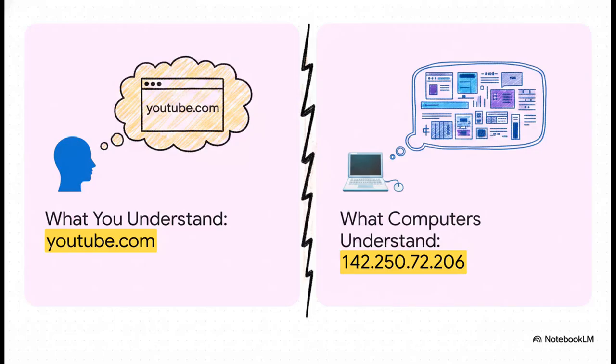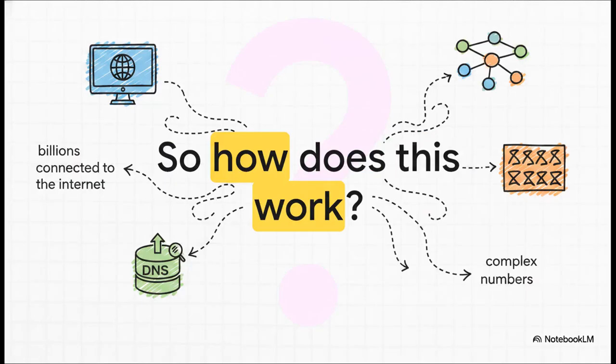And here's the fundamental disconnect, right? We think in names, like youtube.com. It's easy for us to remember. But the internet, the actual network of computers, it thinks in numbers, specifically these long strings of numbers called IP addresses. That is the only language it truly understands. So that brings us to the big question, doesn't it? How does your request, written in plain English, find its way to the right computer, which is identified by some complex number out of the billions of devices connected to the internet? How do we bridge that gap?